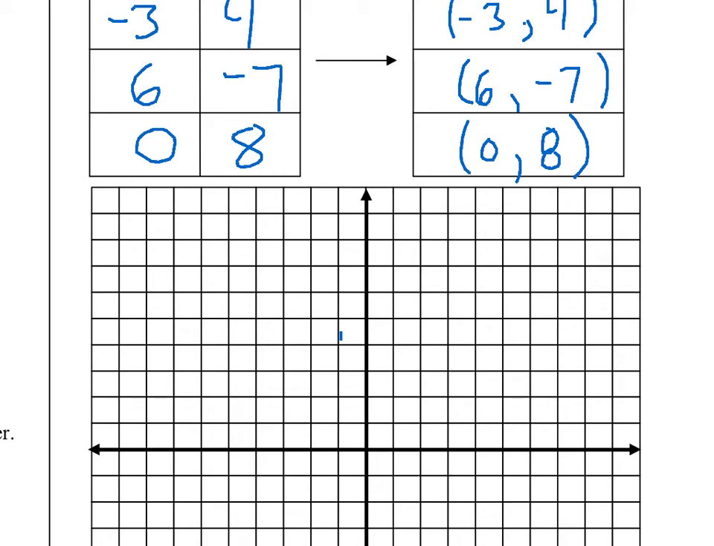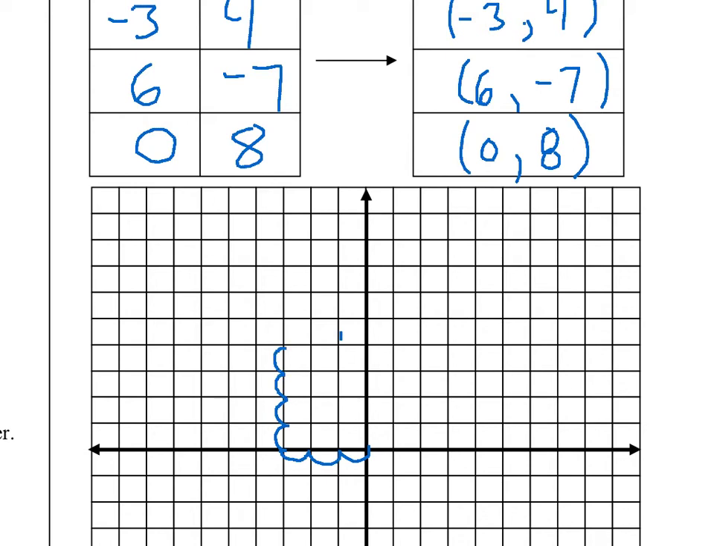So if I'm going left and right first, I'm looking at my negative 3 over here. That's telling me that I'm going to start at the origin and move negative 1, 2, 3. Positive 4 for the y tells me that I need to move up. 1, 2, 3, 4. Marlon's asking, do I need to show the loops?